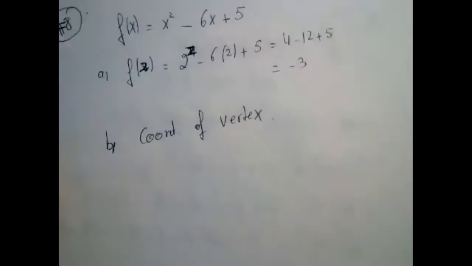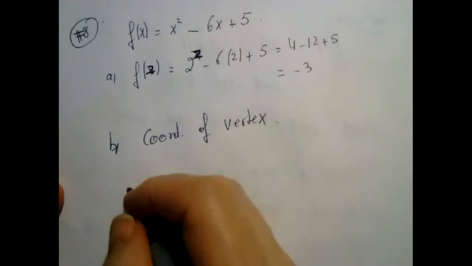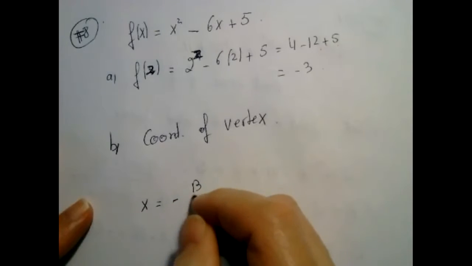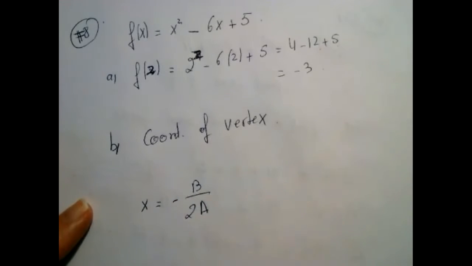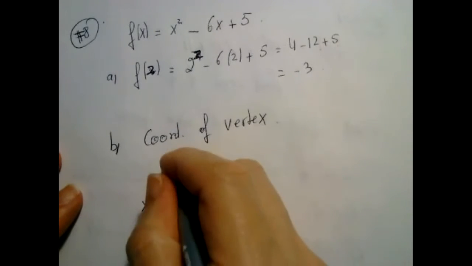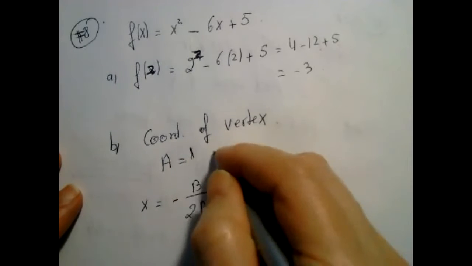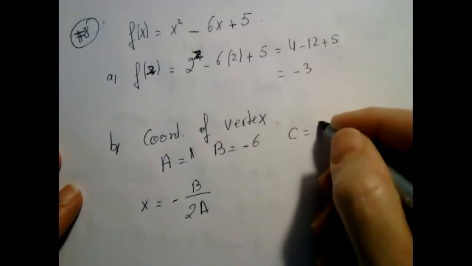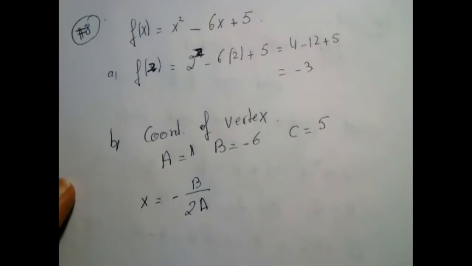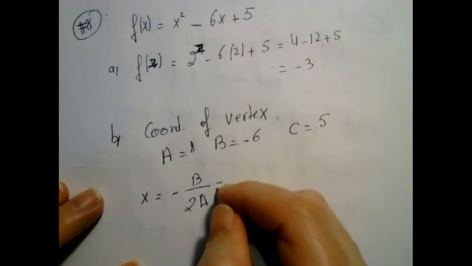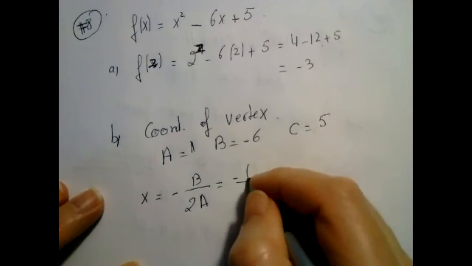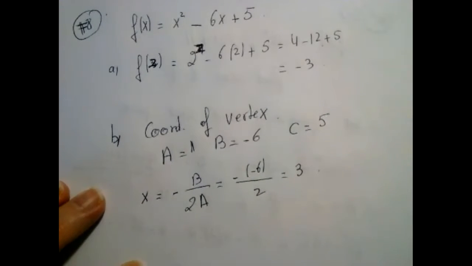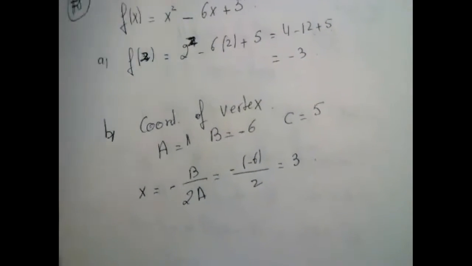Okay. Now I gave you the formula for the coordinate. The x coordinate is minus b over 2a. That's the x coordinate. And in my problem, the a is 1, the b is minus 6, and the c is equal to 5. Okay, so the x coordinate is minus minus 6 over 2, which is equal to 3. That's the x coordinate of the vertex.